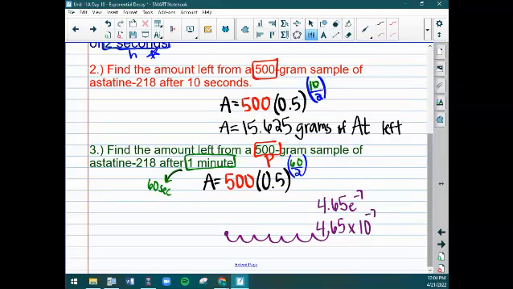to the left. So if it's a negative exponent, it's to the left. If it's a positive exponent, it's to the right. So there is 0.000004 grams of AT left after 1 minute. So a tiny, tiny, tiny amount.